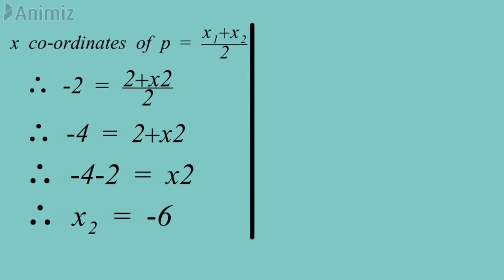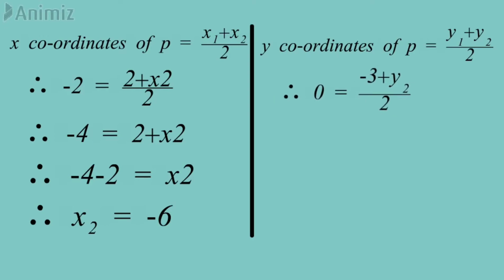Now same way we will go for the y coordinate. You know this formula, correct? y1 plus y2 upon 2. On substituting the values, what you will get students? Yes, 0 equal to -3 plus y2 upon 2. Now 2 you have to multiply with 0. 2 zeros are 0. So you will get 0 equal to -3 plus y2.